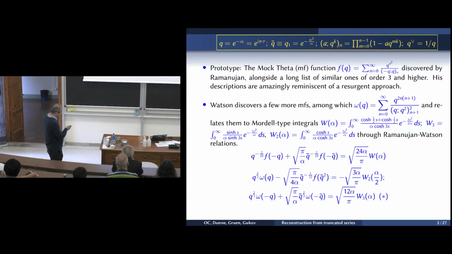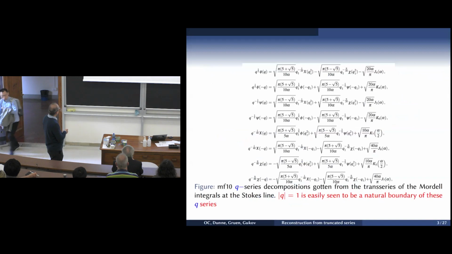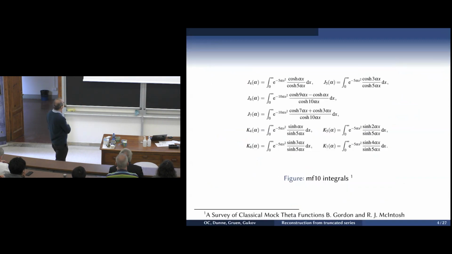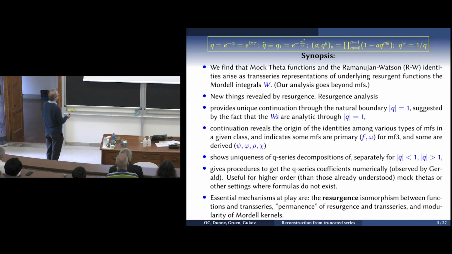Okay, so these are some typical relations for order 3. This is order 5. A whole lot more of these relations. You have these integrals that are Mordell integrals, and you have these objects that are Q-series and q1 or q tilde series on the right, and you have all these identities. So these are the examples. This is mock 10, there is mock 7, there is mock 8, and so on. And these are the Mordell-type integrals. So that's just to set the scene for these functions. Okay.